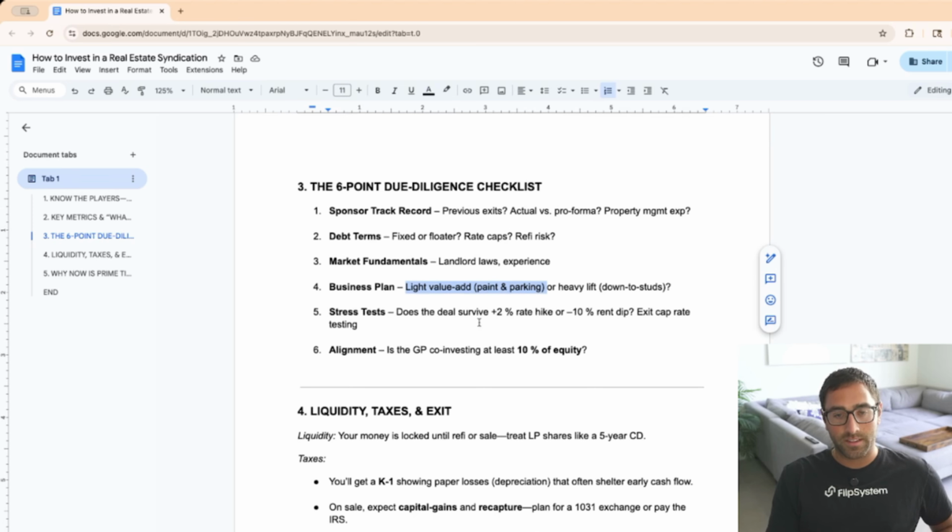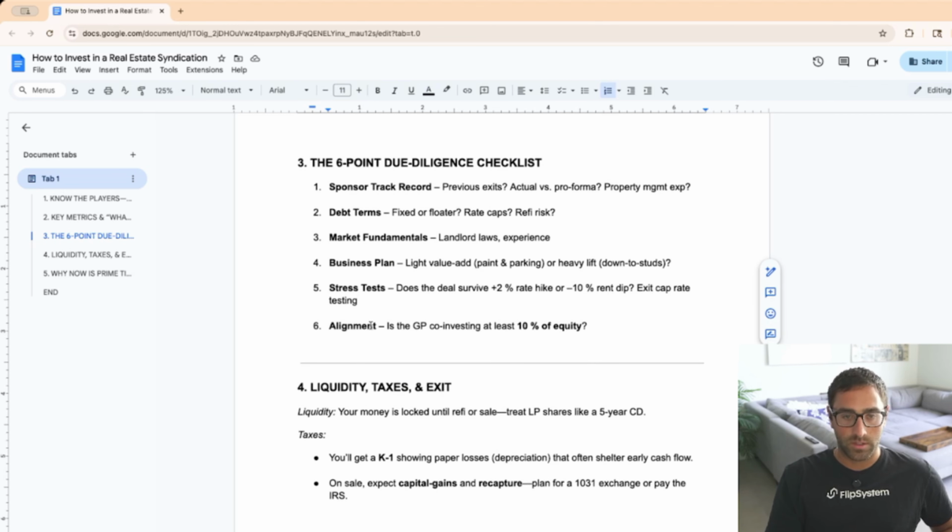Stress tests: does the deal survive a 2% rate hike or a 10% rent dip or exit cap rates testing? So you want to make sure that the GP has stress tested this, and they should show some of those stress tests in the deck that they send over to you. So just make sure when you're looking at a deal that they have at least one stress test in their numbers, and you can ask them what else they have stress tested on those deals.